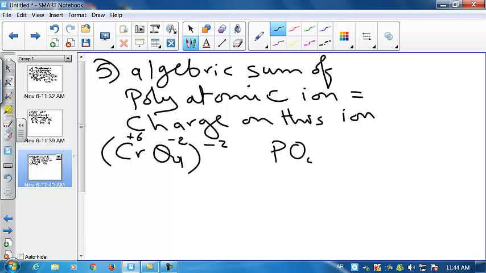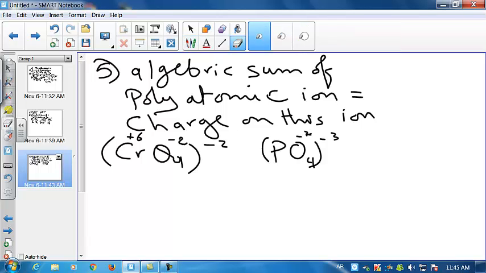Phosphate, PO4, -3. All together. So oxygen is -2. This is the normal oxidation number. -2 times 4 is -8. So phosphorus must be +5, yes. So +5 plus -8 equals -3.